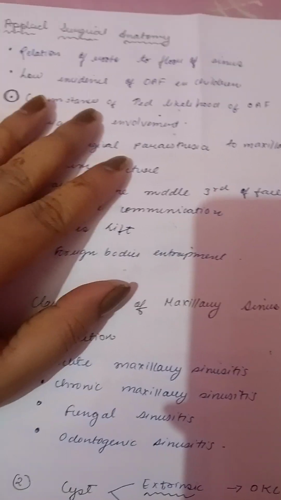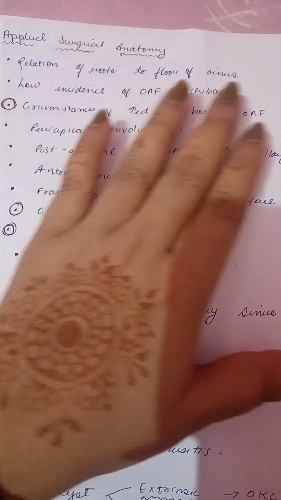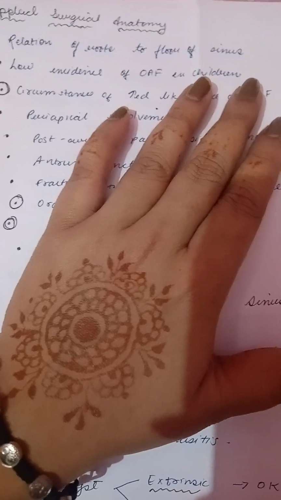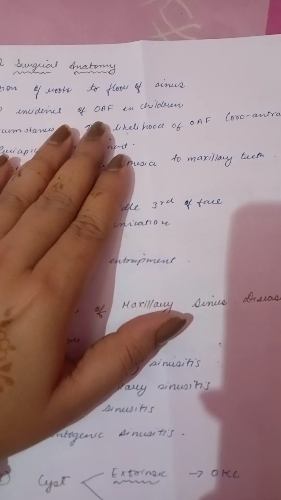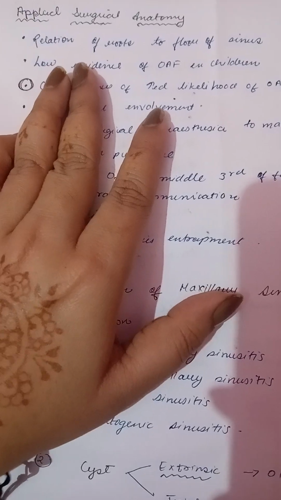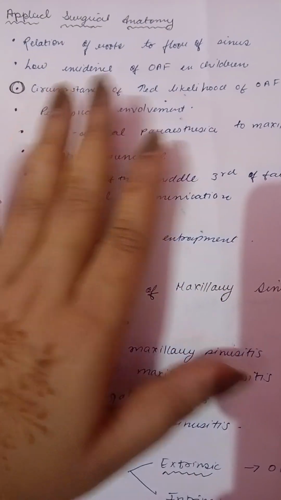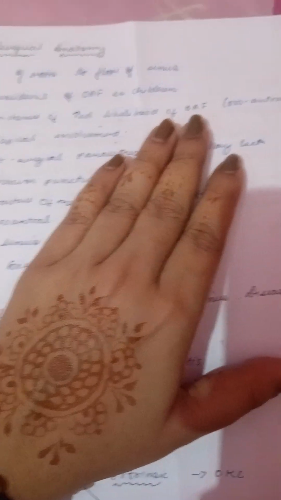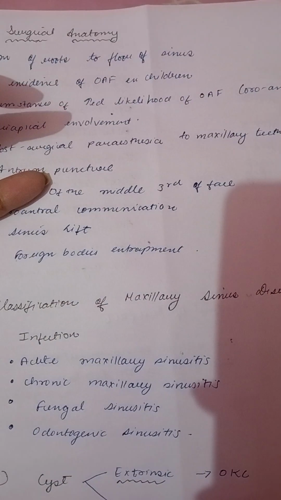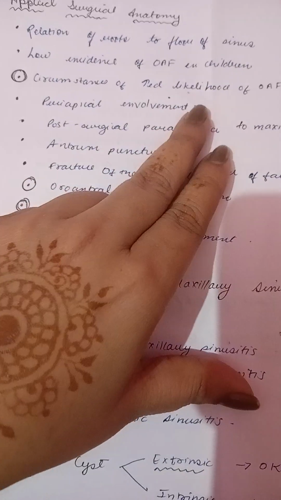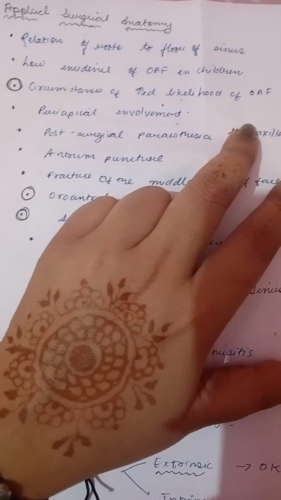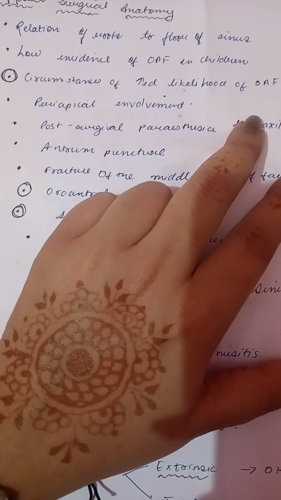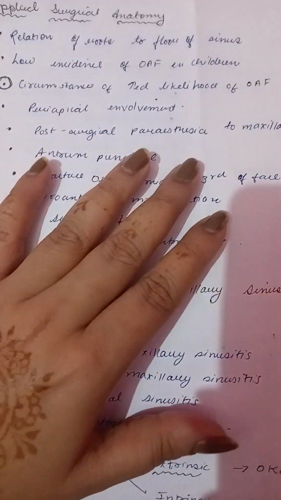In relation to the roots and the floor of the sinus, the maxillary teeth roots we should be considering during extraction. Now, low incidence of OAF in children. OAF is oroantral fistula. It has a low incidence in children. Circumstances of increased likelihood of OAF arise as the age increases. Periapical involvement, when it is greater, also causes periapical infection. Sometimes if roots are in the maxillary sinus, it leads to sinus infection.